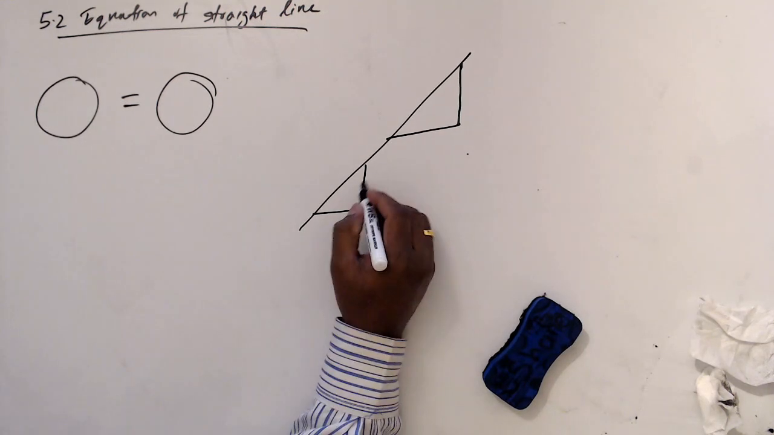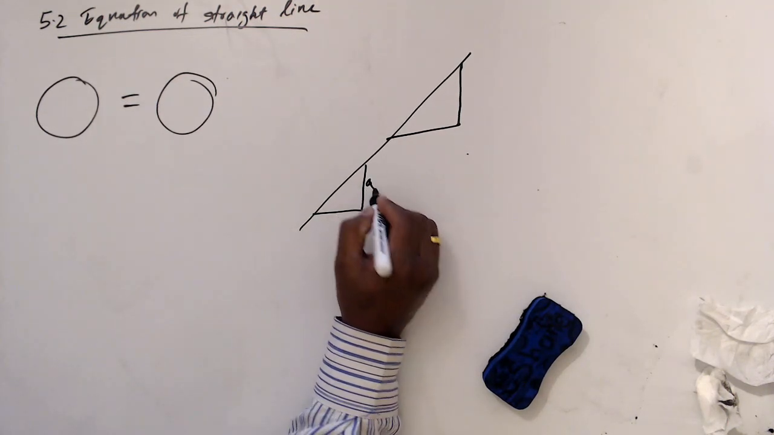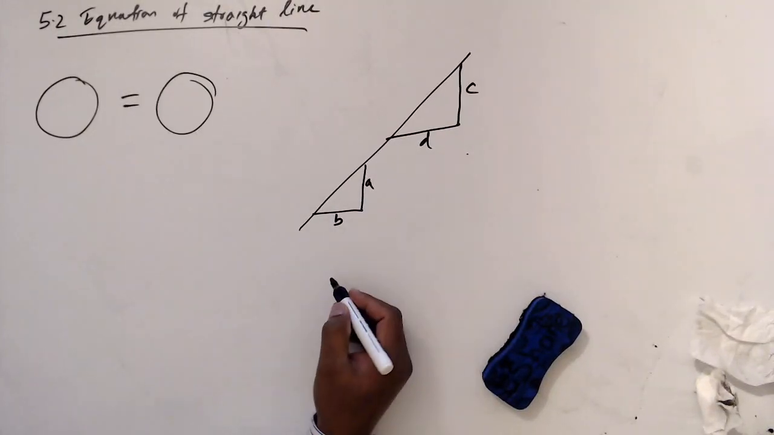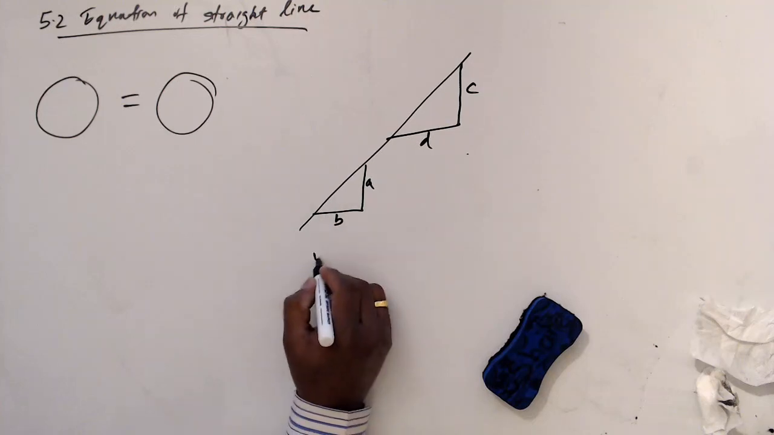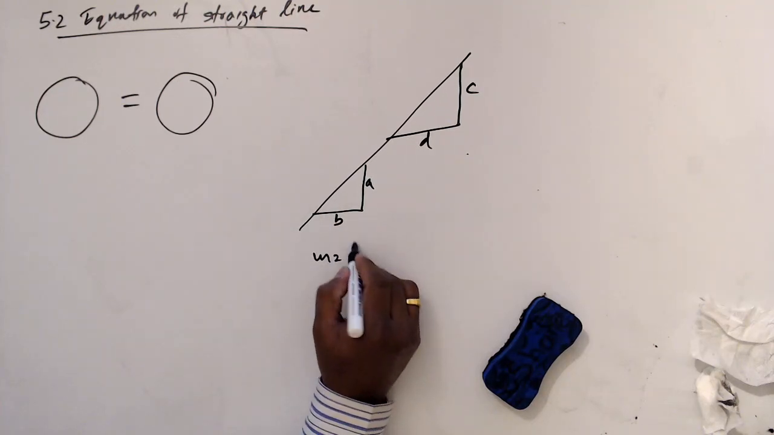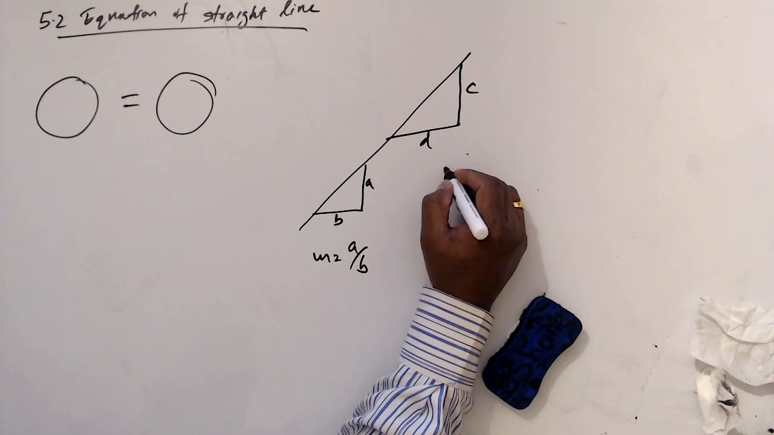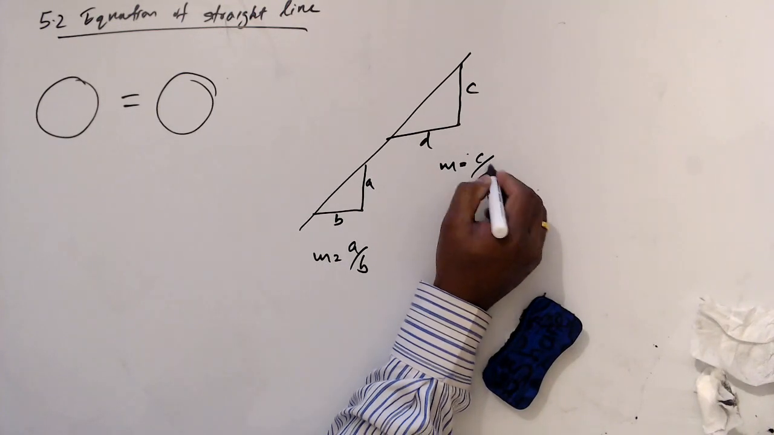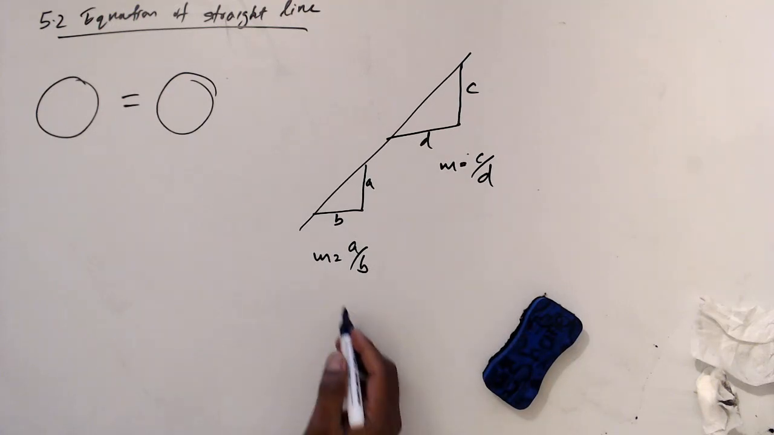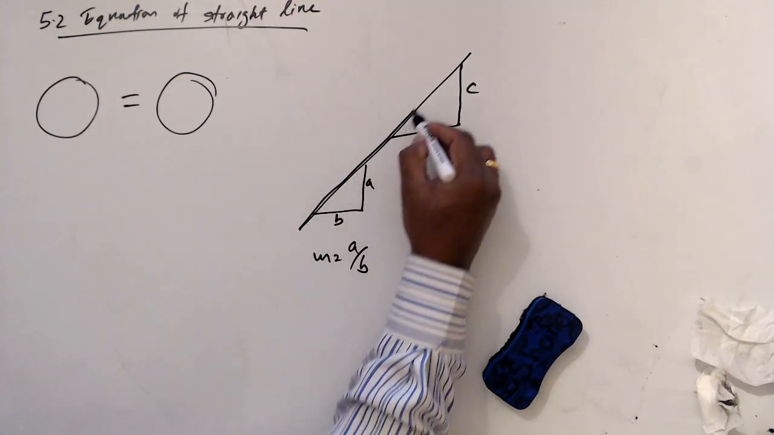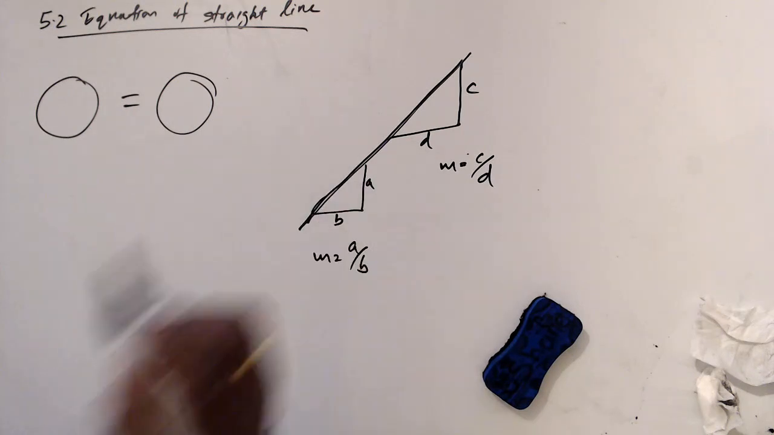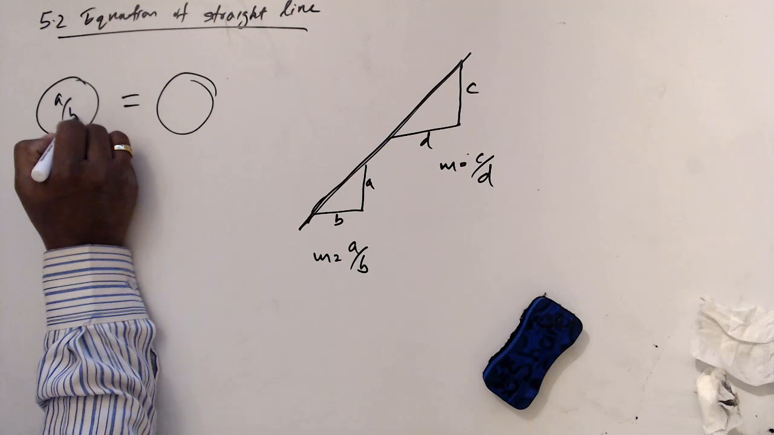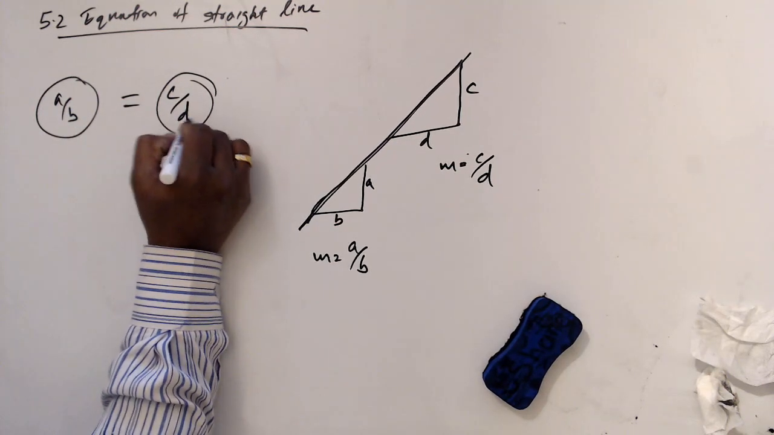If you measure this length A, this length B, this length C and this length D, from here the gradient is A over B. From here the gradient is C over D. Since this is a line, the gradient has to be the same. So this is the reason. Hence, A over B should be equal to C over D.